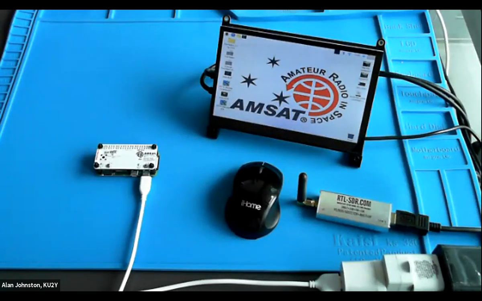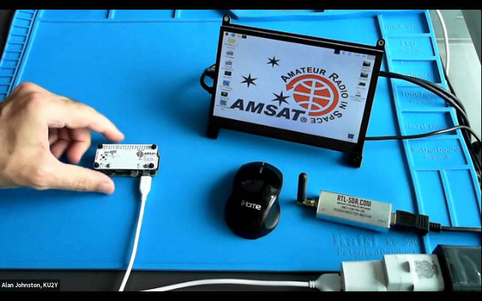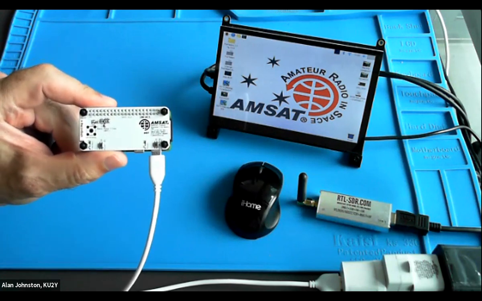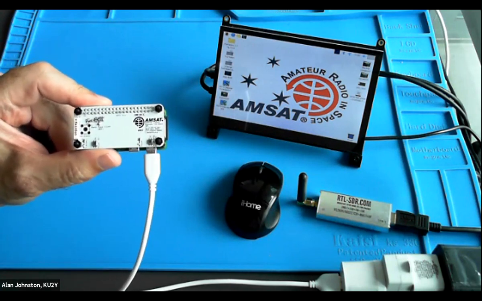This video is on understanding and interpreting the simulated telemetry from the AMSAT CubeSatSim Lite. I'm Alan Johnson, KU2Y, AMSAT's Vice President for Educational Relations, and this is one of a series of videos showing you how to use your CubeSatSim Lite.